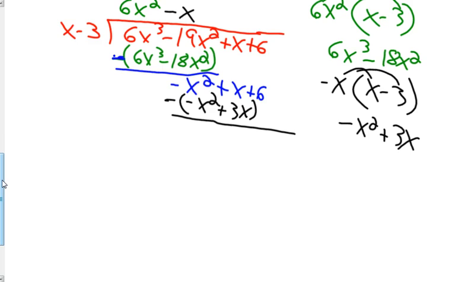Okay, negative x squared minus negative x squared. That's nothing, right? And then what's x minus negative 3x? Negative 2x, because this is just 1 minus 3, and 1 minus 3 is negative 2. Okay? Now I've got to bring the 6 down.